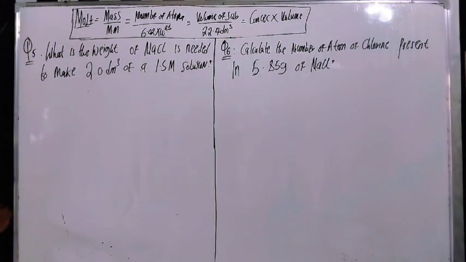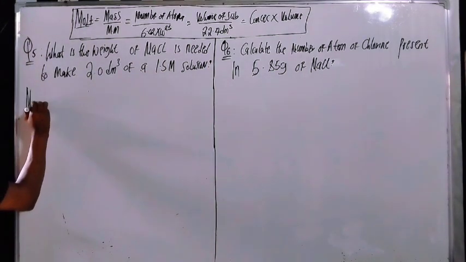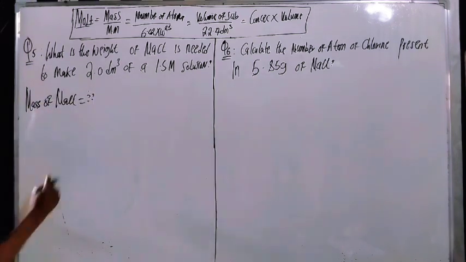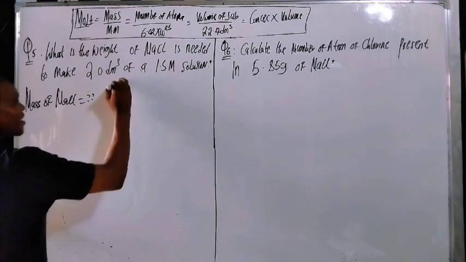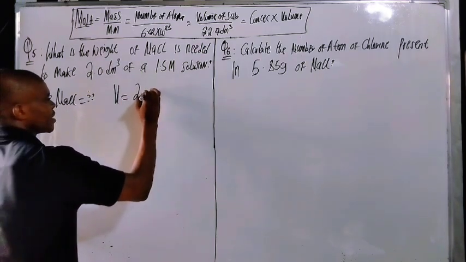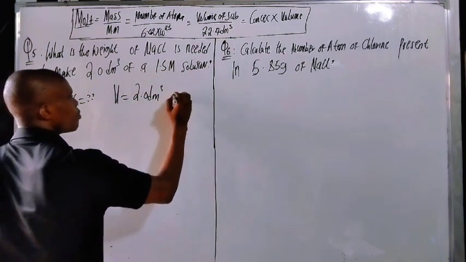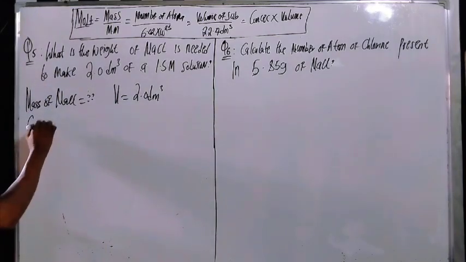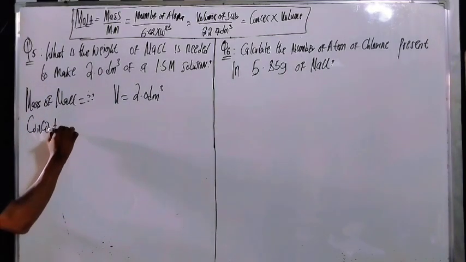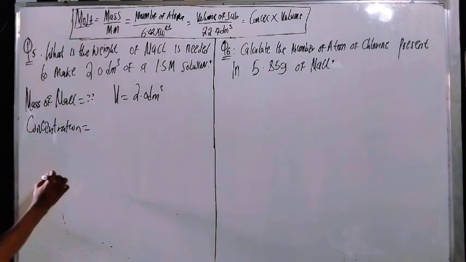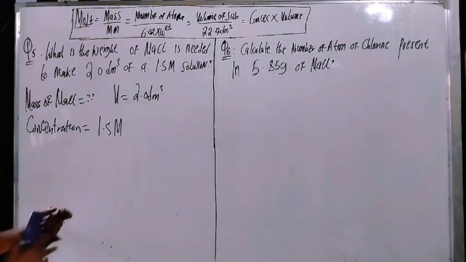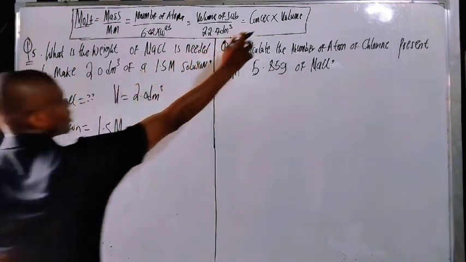So what is the mass? Mass of what? NaCl. Do what you have been asked. Now they gave me the volume. Very easy. Volume is already 2.0 dm³, right? Molarity, which is the concentration, is 1.5 molarity. Of course, we are going to use this one and this one, right?